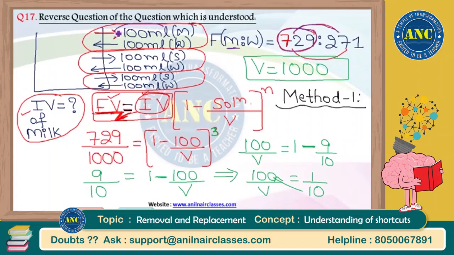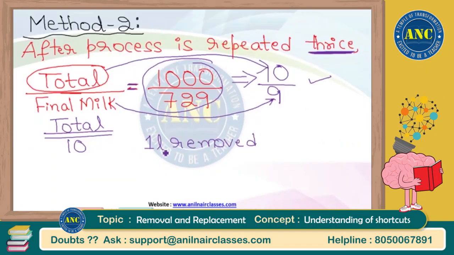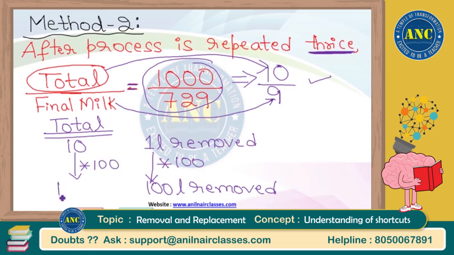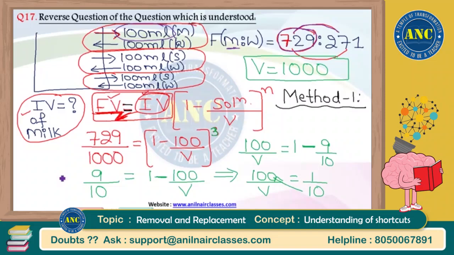Question says how many liters are removed, beta? 100 liters, right? Fraction says 1 liter is removed. Question says 100 liters is removed. 1 should become 100, multiply by 100. 10 also multiply by 100. 10 into 100 is how much? 1000. The answer for this question, the total initial volume of milk which was present, is 1000. That is exactly what you got in the equation methodology, which I told as method 1.